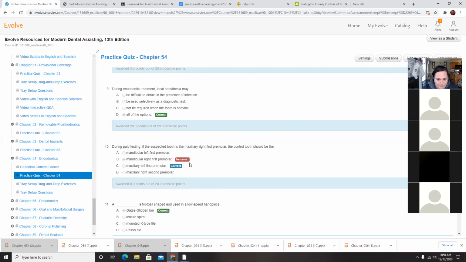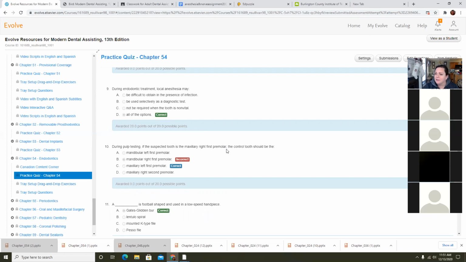So what tooth is most like the maxillary right first premolar? In size, in shape, how it reacts. There's only one other tooth in the mouth that acts exactly like the maxillary right first premolar, and that is the maxillary left first premolar, right? The only difference is they're on different sides of the mouth.